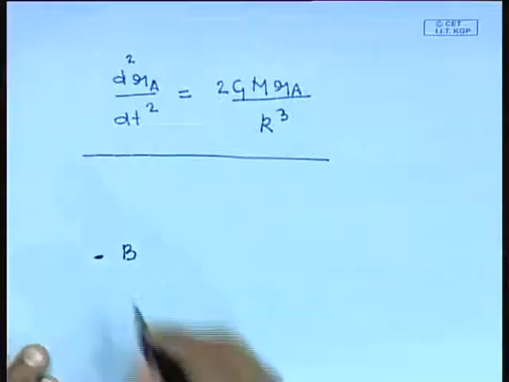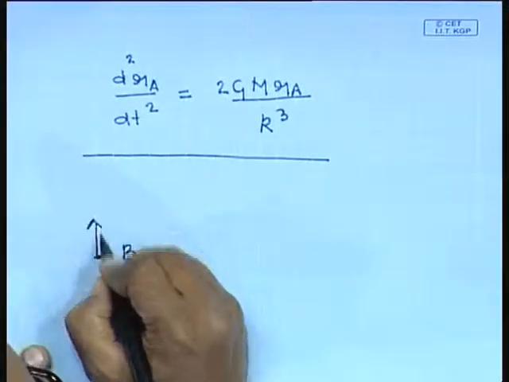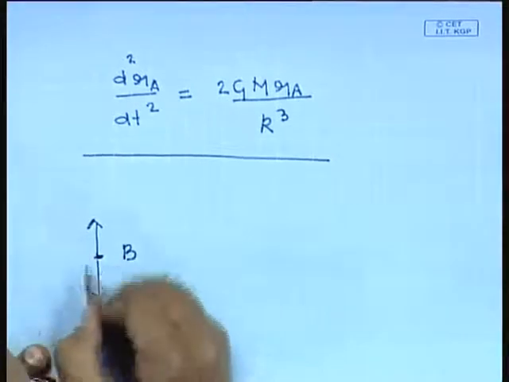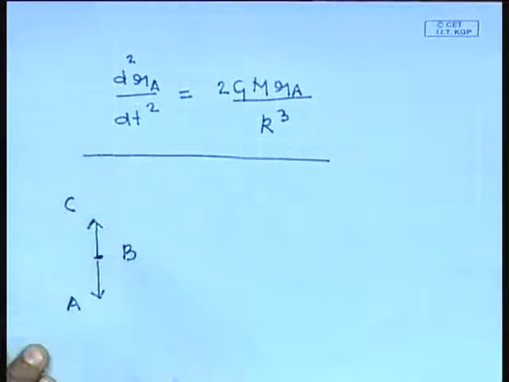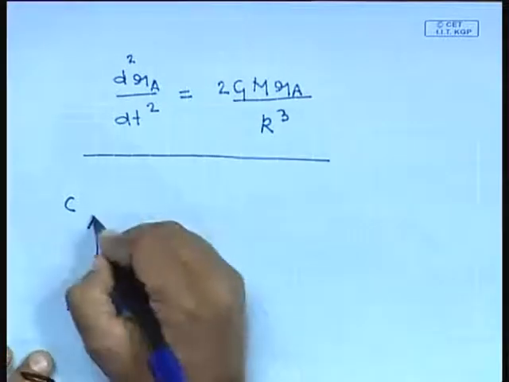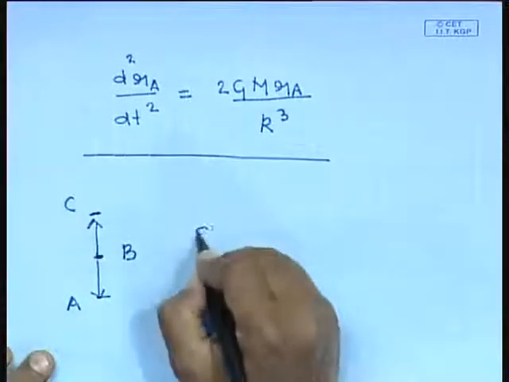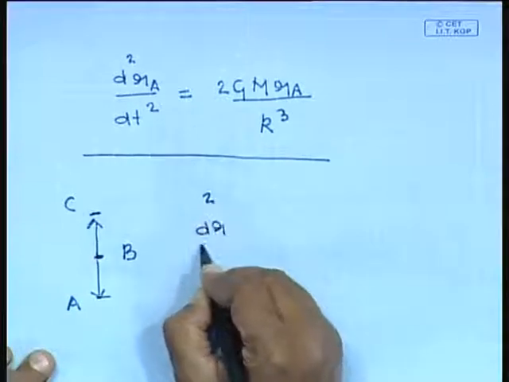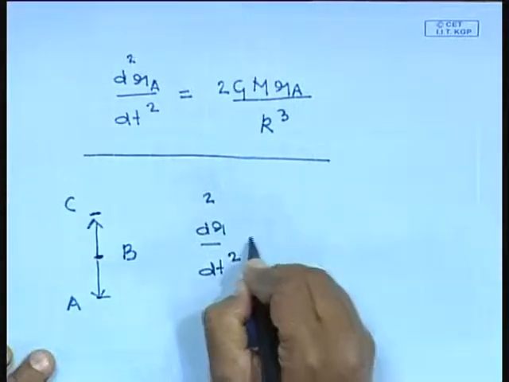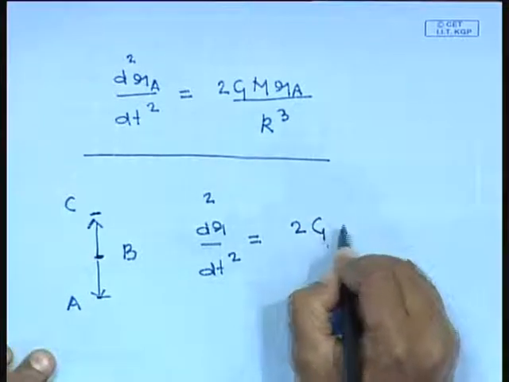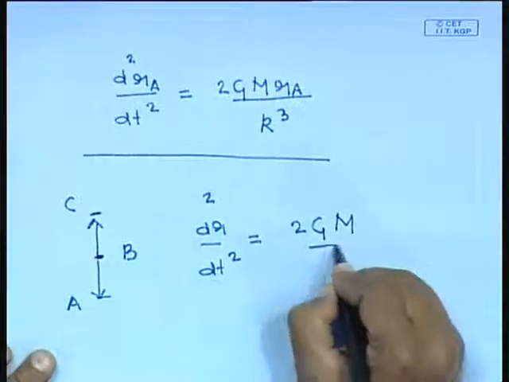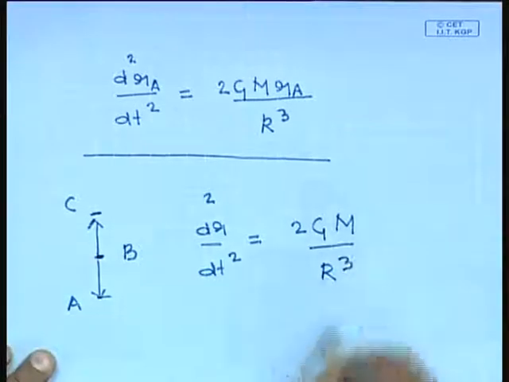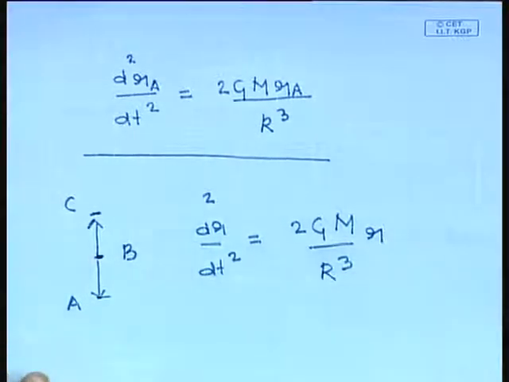So the bottom line of this calculation, if you repeat it, will be that if this is the observer B, he will see both A and C accelerating away with an acceleration which is equal to 2 G m by R cube, where R is the distance to the massive object, into r. They are both accelerating away.